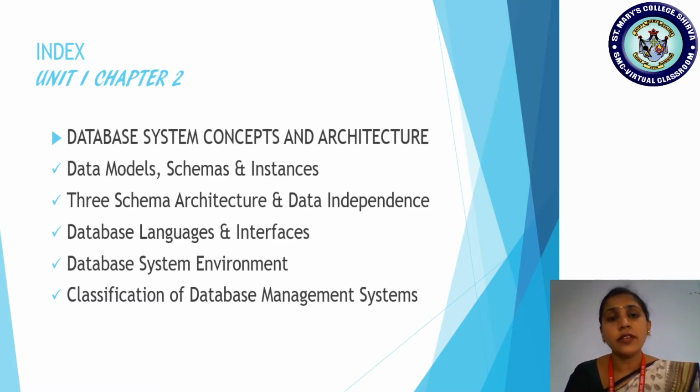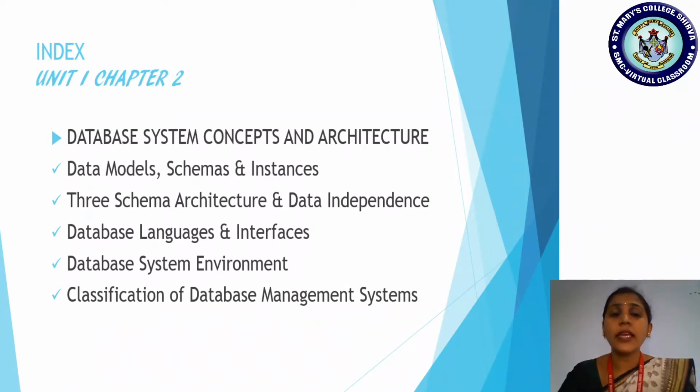Fine. So from chapter 2 we shall now concentrate on the basic nature or the model, what are the things that are accommodated in this database system. As an index, we are going to discuss these many things in this particular chapter. The very first thing is data models, schemas and instances. We will be discussing the meaning of it.